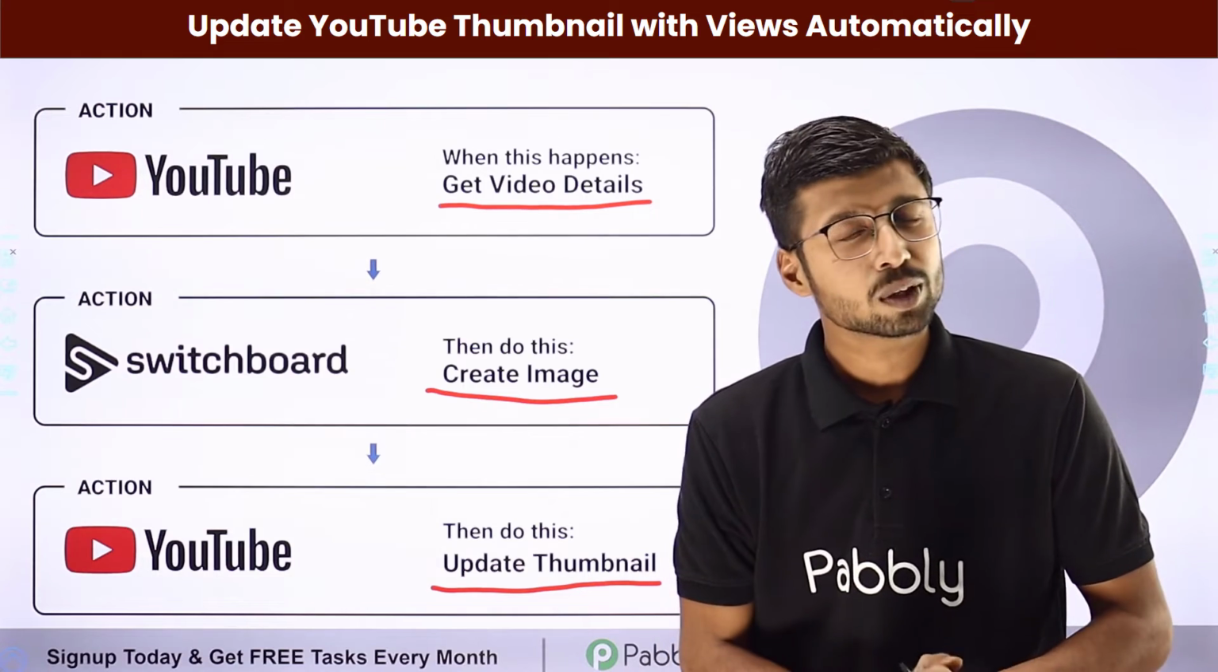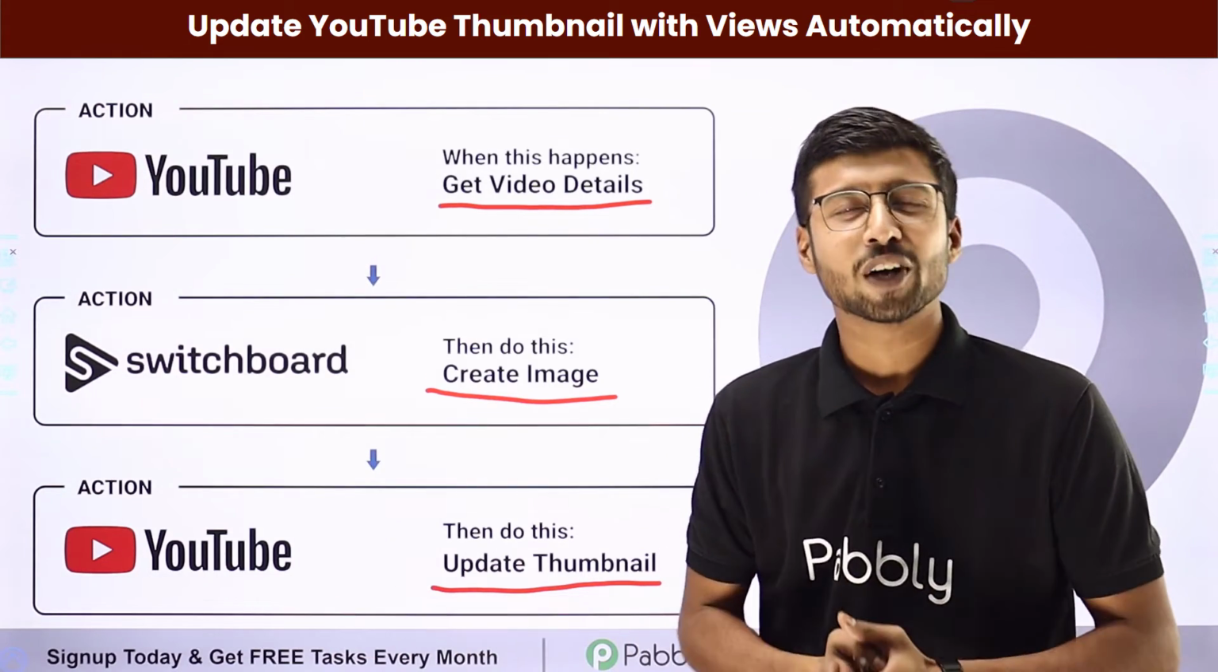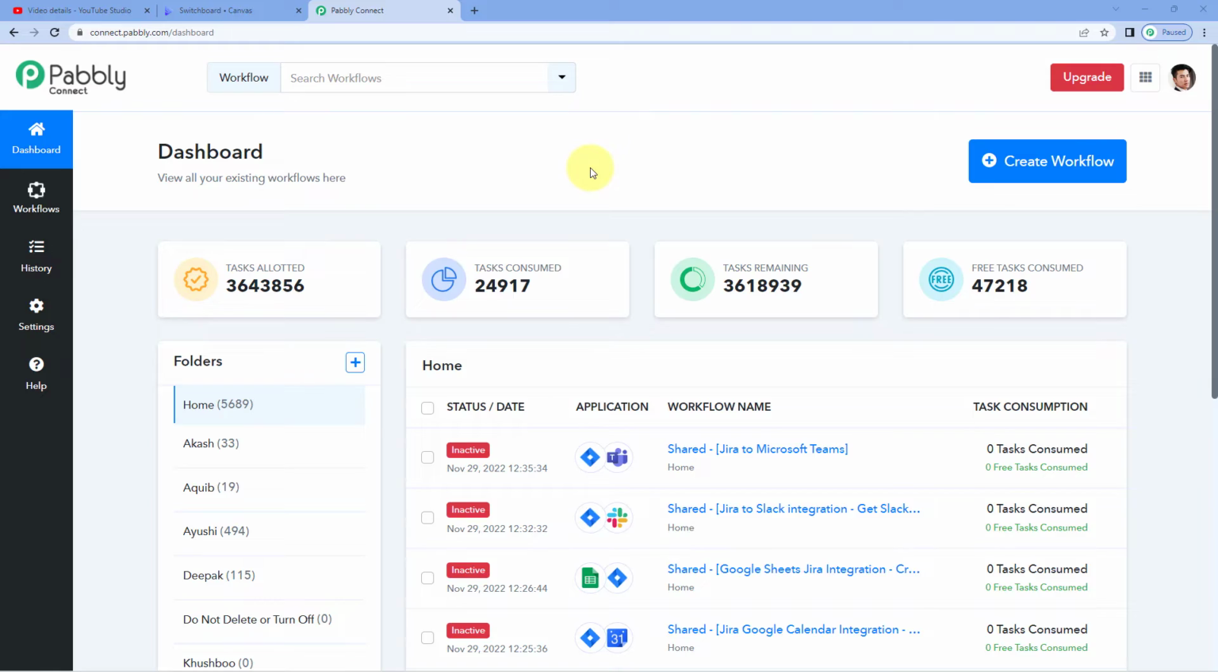Now, how you can set up this automation? To know this, you have to come with me to my screen. So as you can see, here we are on Pabbly Connect's dashboard. Now to reach this dashboard, you will get a free sign-up link of Pabbly Connect in the description box below. By clicking on that link, you can create your free Pabbly Connect account in just 2 minutes.